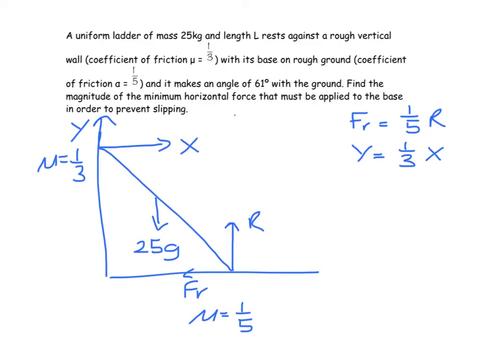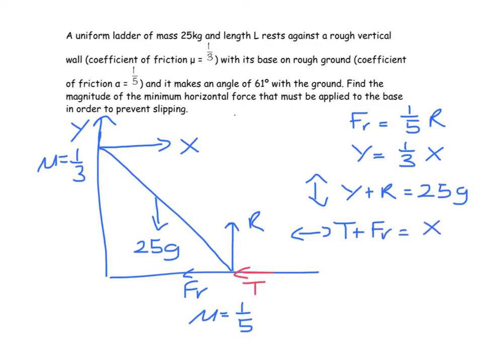Finally, I'm told that I need to apply a horizontal force at the base to prevent it from slipping. I'm going to call that force T. If I consider my vertical forces, then Y plus R has to equal 25g. And if I consider my horizontal forces, T plus friction has to equal X.